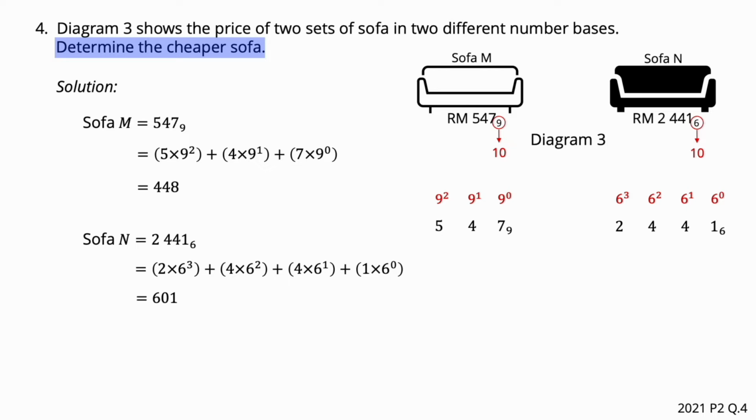The price for sofa M is 448 and the price for sofa N is 601. It is found that sofa M is cheaper compared to sofa N.